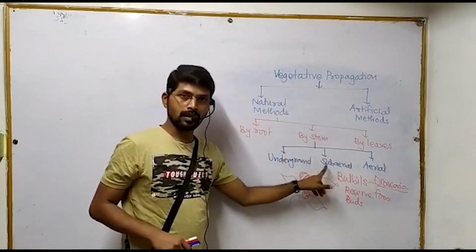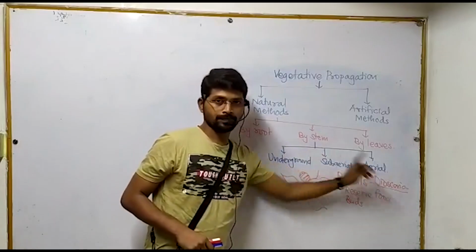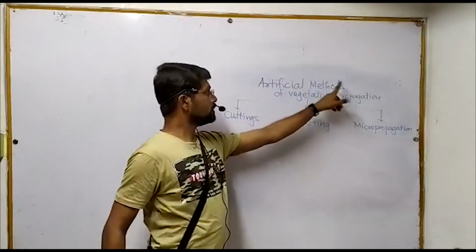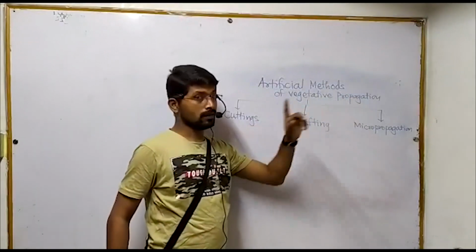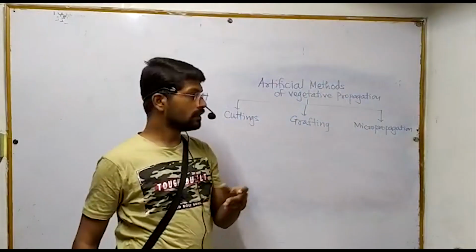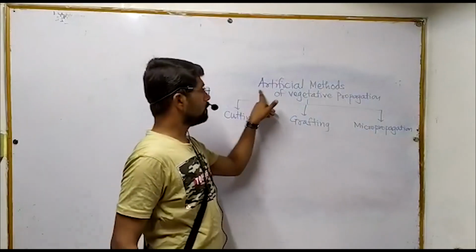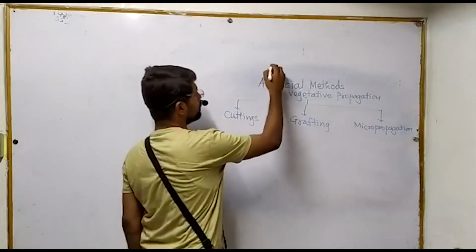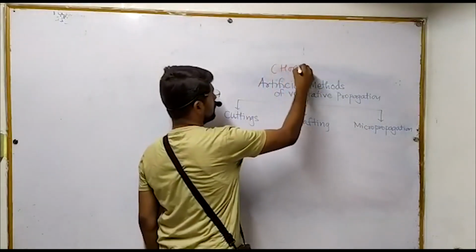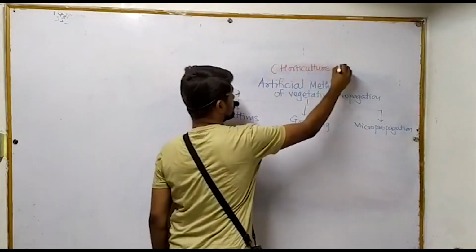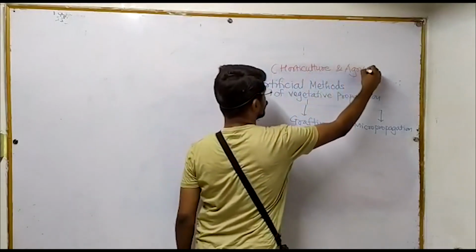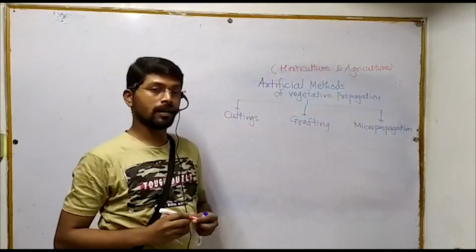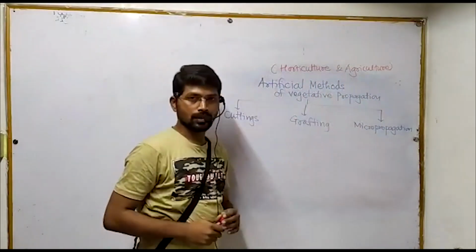Either they are underground, subaerial or aerial. Now it is time to discuss the artificial methods of vegetative propagation. As we have discussed in the previous part of the lecture, artificial methods of vegetative propagation are essentially involved in practices like horticulture and agriculture, or you can say in the field of gardening and farming.